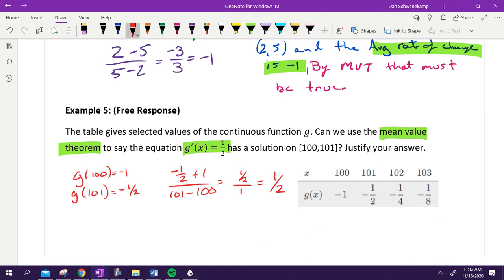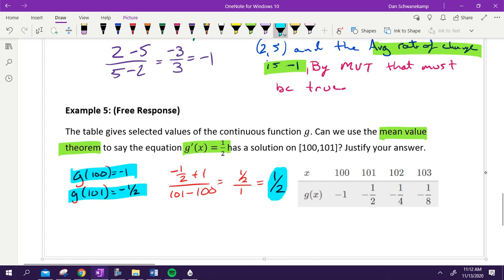So if I'm trying to use mean value theorem, I found the average rate of change. I already did that work for you. G of 100 is that. G of 101 is that. I did slope. I got 1/2. So since I got slope of 1/2, does mean value theorem work here? No. We can't necessarily use mean value theorem here. In theory, it works, but why can I not apply it here? Jesse?